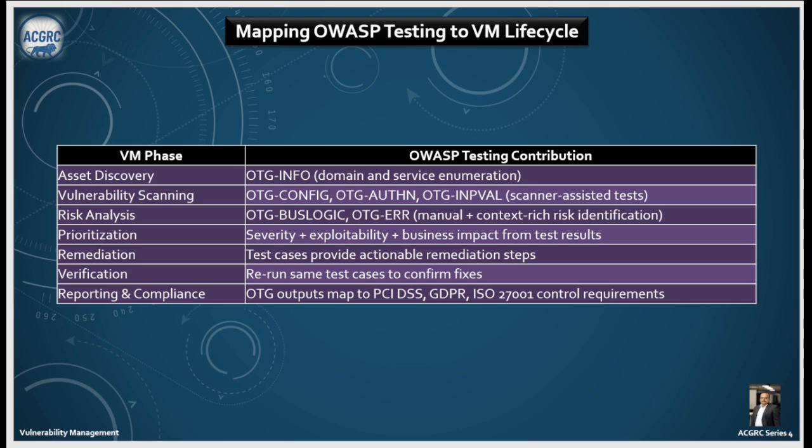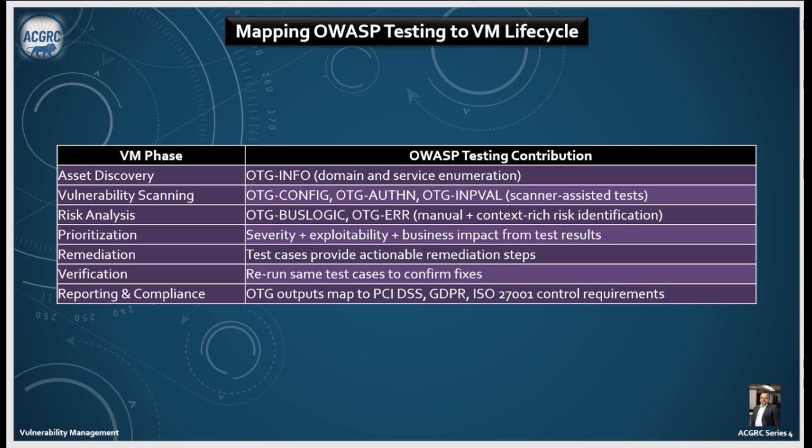Let's break down how they map together. Let's look at identify, and what it means in VM. Building an asset inventory and understanding what needs protection. That's from the VM perspective. What's OWASP's contribution? Well, it contributes through the information gathering phase, which helps discover hidden pages, exposed APIs, forgotten endpoints, and technologies in use. It contributes by revealing the attack surface, everything that could be tested or exploited.